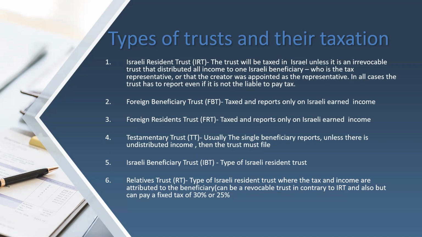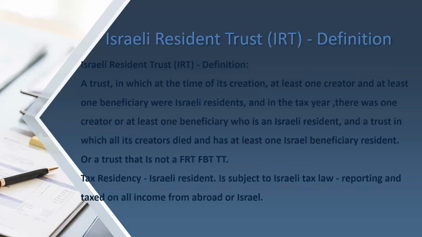Israeli beneficiary trust is a new type since 2014, and it's a type of Israeli resident trust. The sixth type is a relative trust, a type of Israeli resident trust where the income is attributed to the beneficiary. It can be a revocable trust, in contrast to IRT, and it can also pay a fixed tax rate of 30% or 25%.